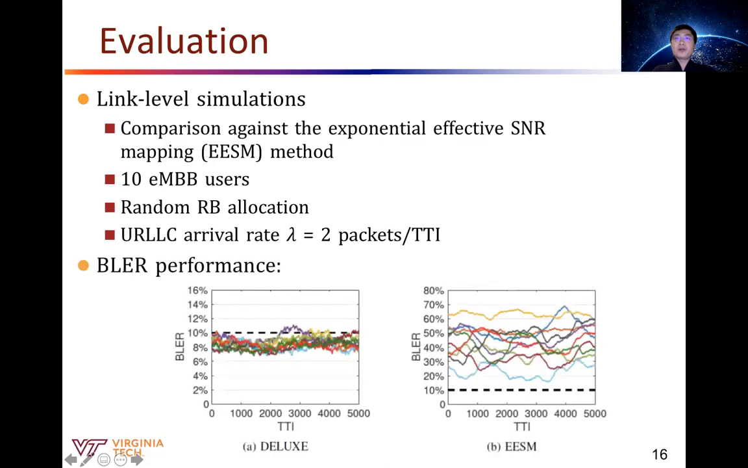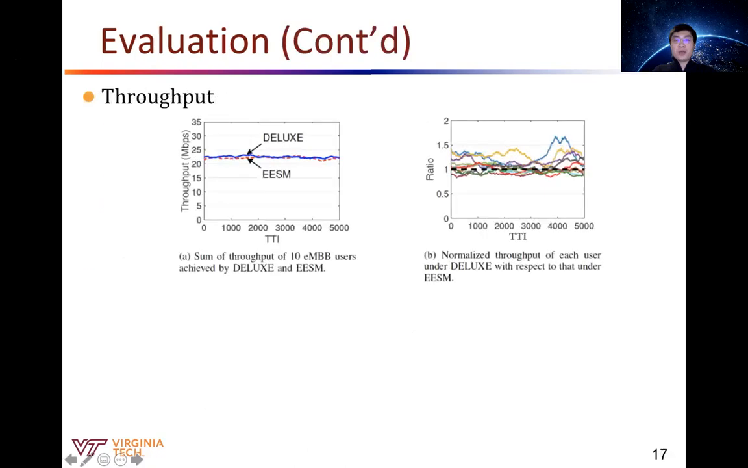The following two figures compare the BLER performance of our solution and EESM. Clearly, our solution can stably maintain the target BLER of 10% for all users, while EESM results in a large violation of target BLER. In terms of throughput, our solution is able to achieve a comparable performance with EESM. Note that our solution works under the strict constraints of maintaining the target BLER, while EESM is free of such constraint and only targets maximizing the spectral efficiency.